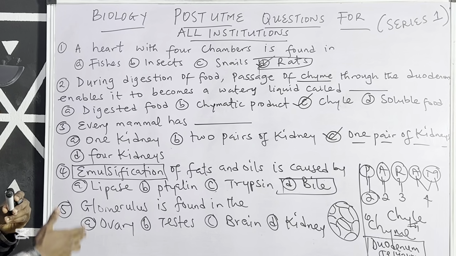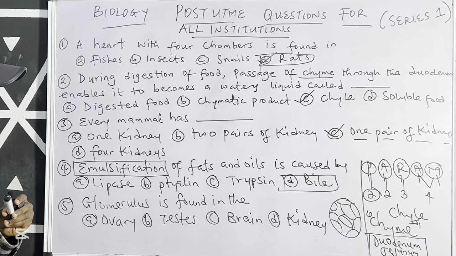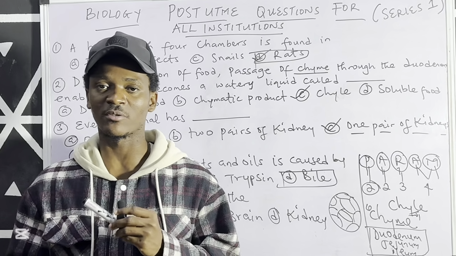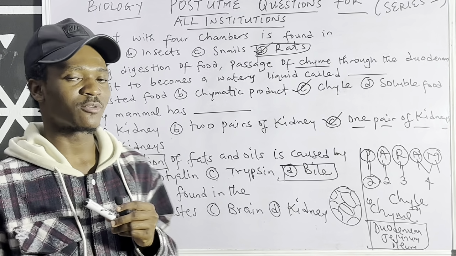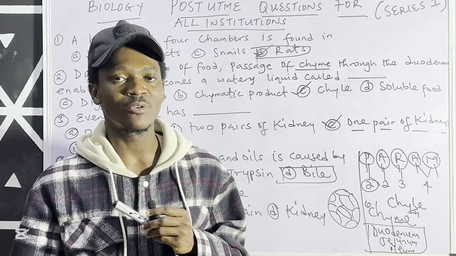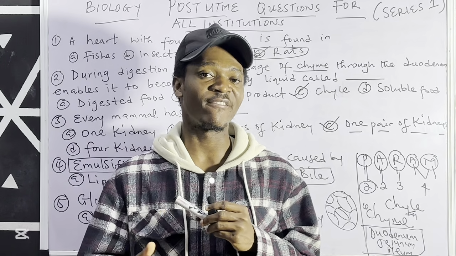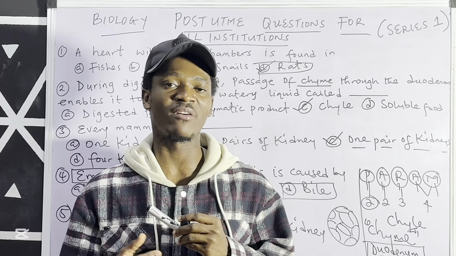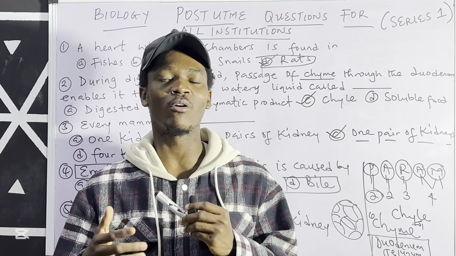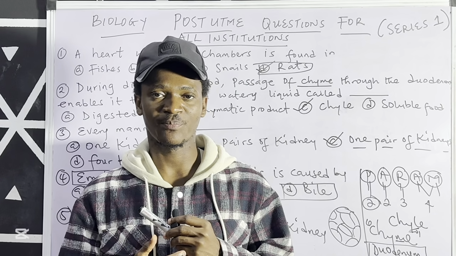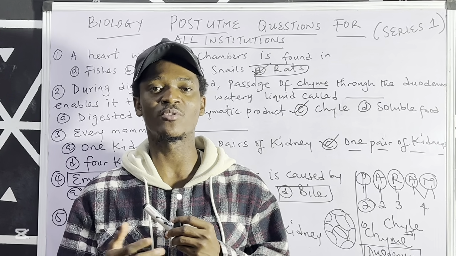Then number five, glomerulus is found in the dash. Now, considering all of the options, if you must have read different organs of the body, your answer is so obvious, it's the kidney. Why? Because glomerulus is a part of the nephron. And I guess you must have heard of the nephron before. When we say nephron, we are referring to the basic unit of the kidneys, meaning that that is where urine formation takes place. Nephron is also called the urinary tubules.